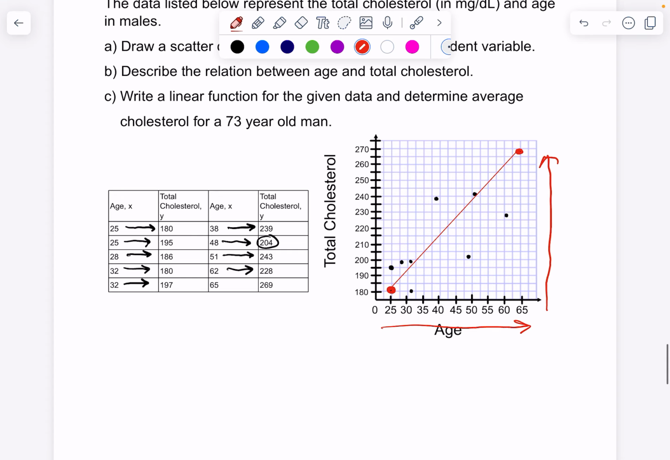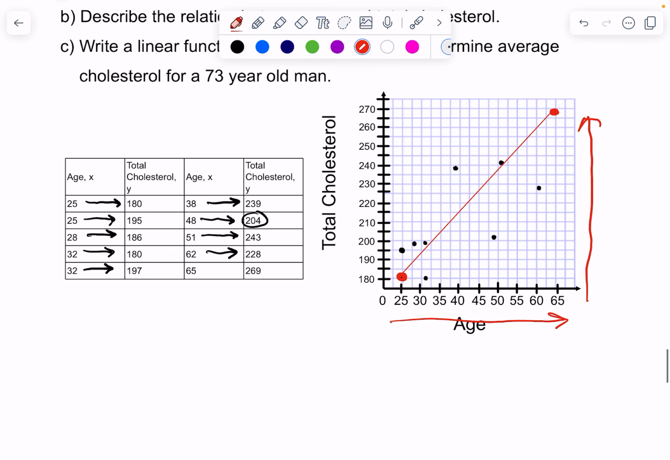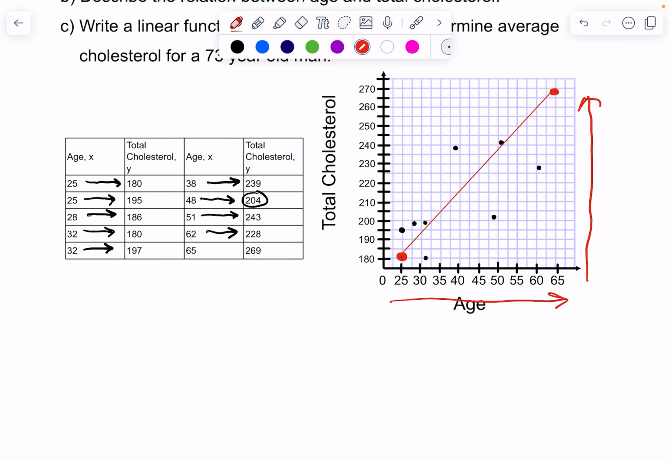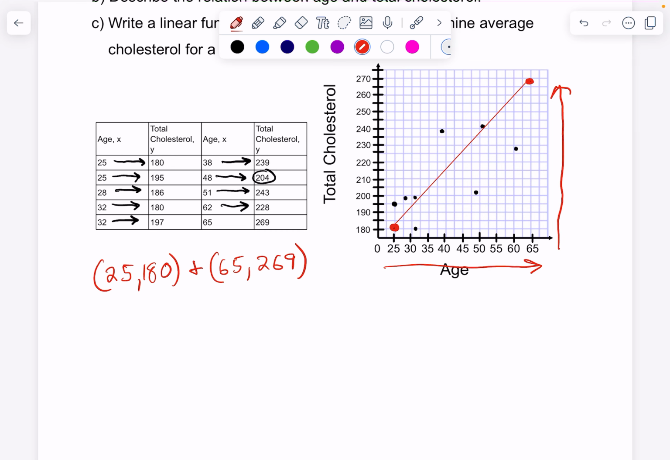Okay, so now to get my line of best fit, let's get those anchor points, which we decided were 25, 180, and 65 and 269. Now this is an average. This is not an exact science when you're doing it by hand. There are computer models and computers that will give you the exact value. But for our intents and purposes, we're going to do an average linear function by hand.